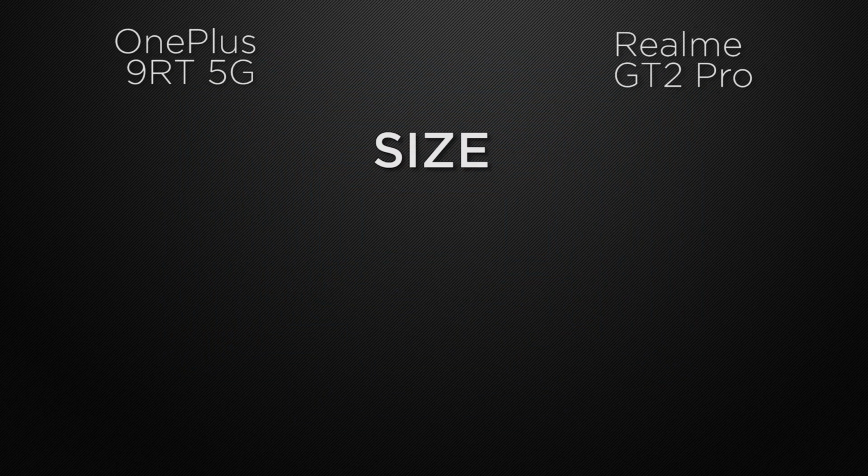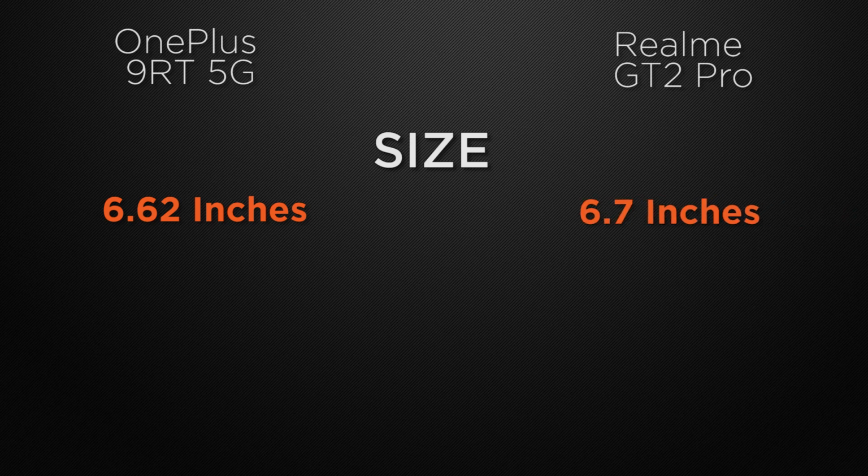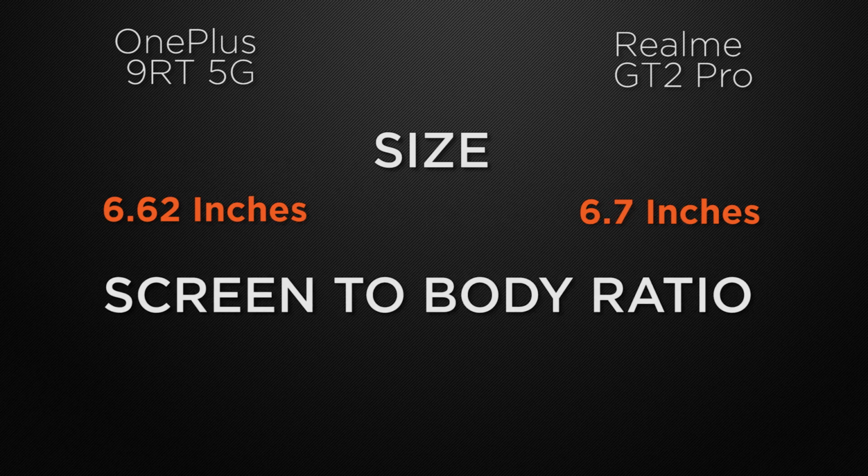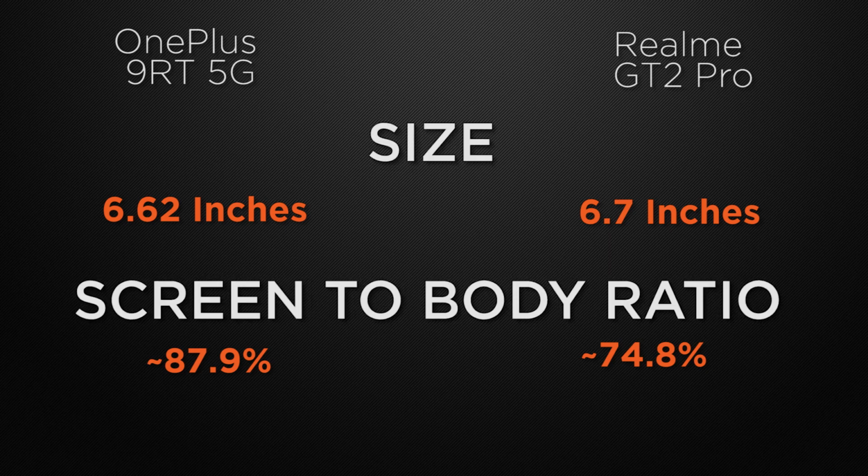Moving to the display features of the devices, let's start with the display size of the devices. 9RT have 6.62 inches of display, whereas GT2 Pro have 6.7 inches of display. So it's a tie because both of the devices have approximately the same screen size. And about the screen to body ratio of the devices, 9RT have approximately 79%, whereas GT2 Pro have 74.8%. So clearly the winner here is 9RT because it have bigger ratio.